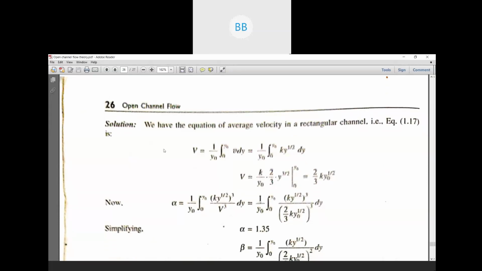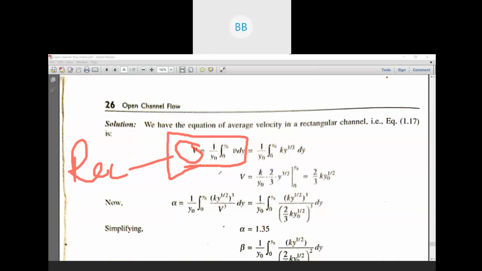So you try to solve. The average velocity equation we have already derived and discussed. First we need to find the average velocity, then only we can find alpha and beta. So this is the expression of average velocity for a rectangular channel. Here 1 by y naught, the limit is 0 to y naught. In place of small v, we have the expression already given, that is k multiplied by y to the power half, or you can say root y.